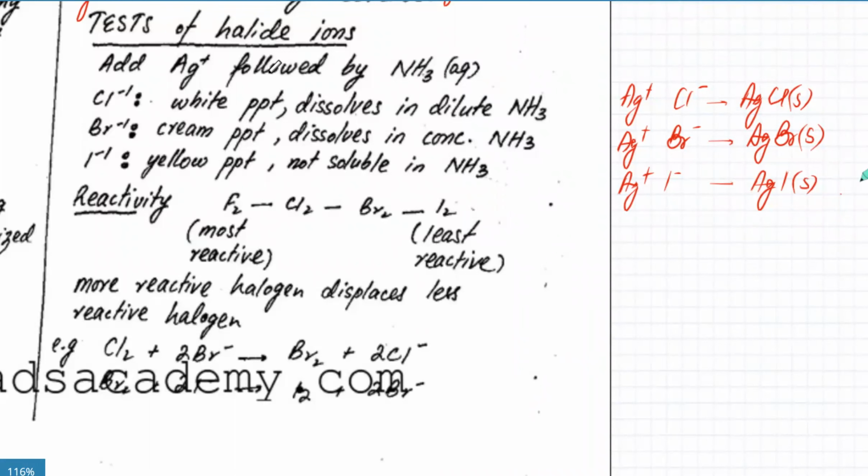But with ammonia, the first one would dissolve. AgCl dissolves in ammonia, dilute ammonia, or any type of ammonia. AgBr dissolves only in concentrated ammonia, whereas AgI is insoluble. So it's not soluble. Reactivity we have already discussed.